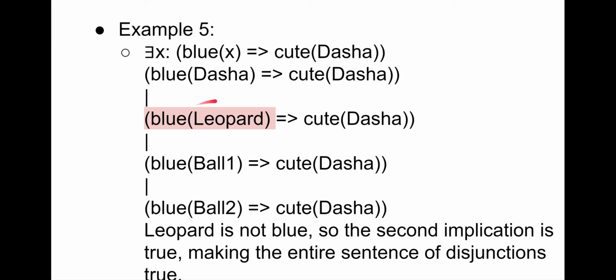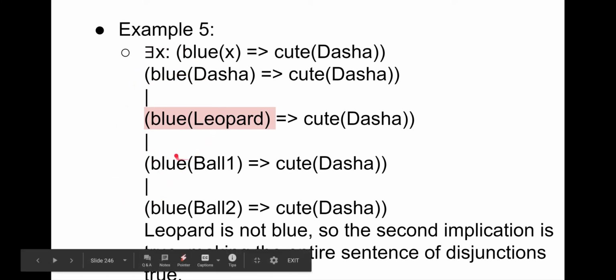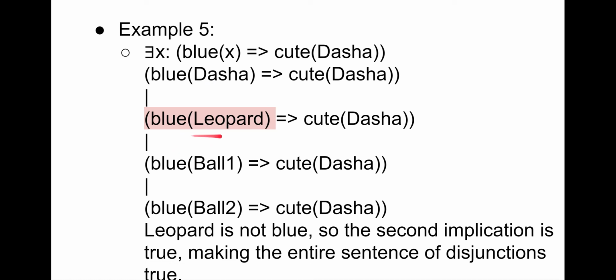And sure enough, leopard is not blue. That's enough to make this particular part of the disjunction true. Even though Dasha is not cute, this sentence is true. This implication is true, and it's in a disjunction, which means that there does exist a case where blue of X implies cute of Dasha, because there's a case where X ain't blue.